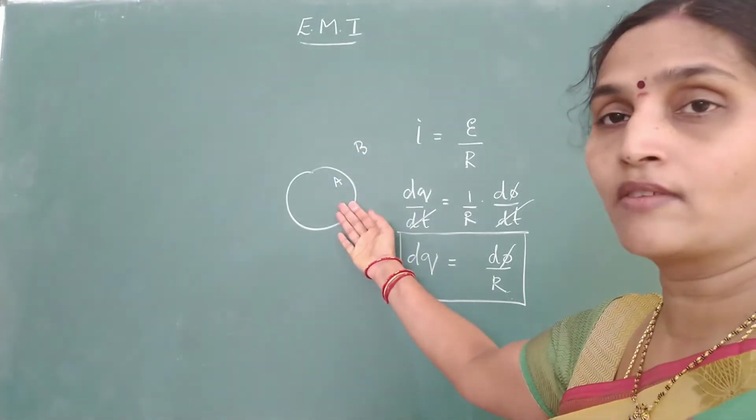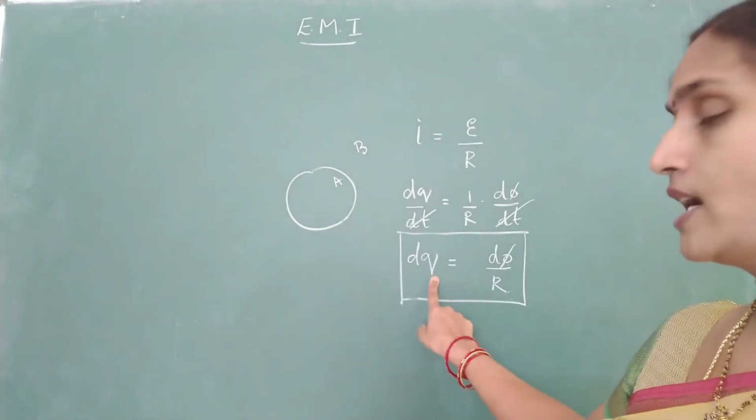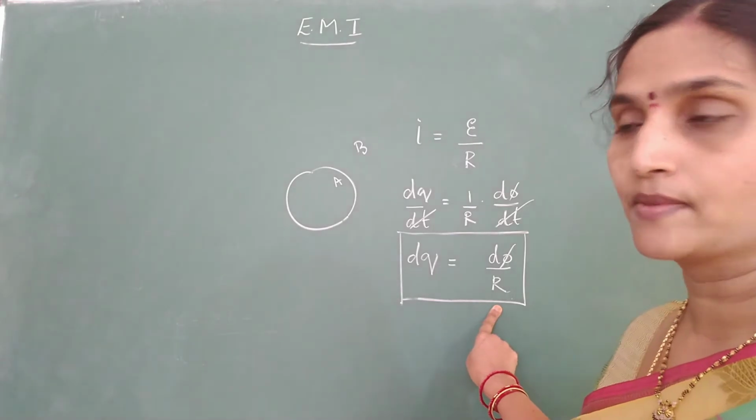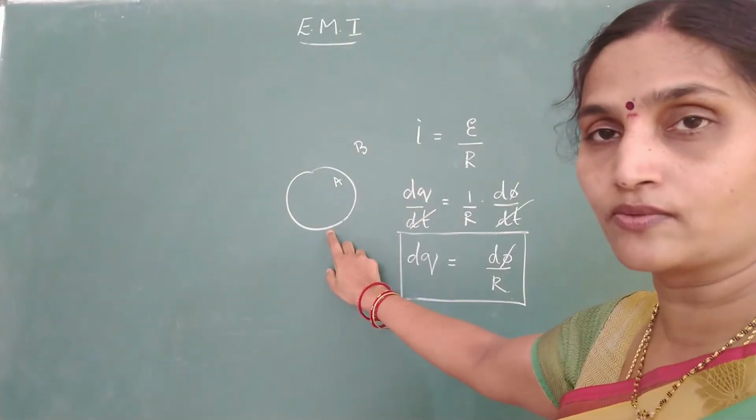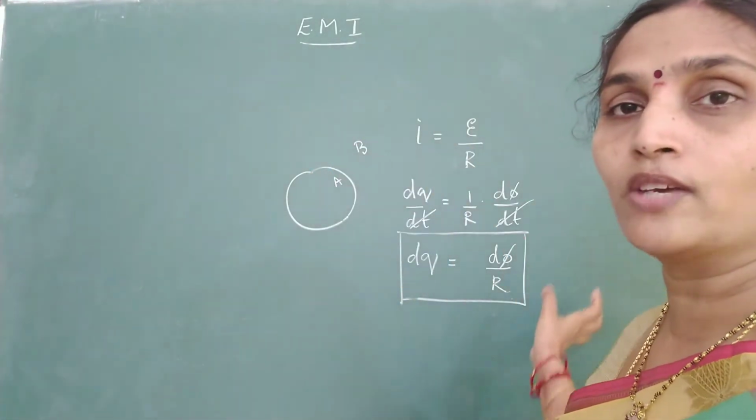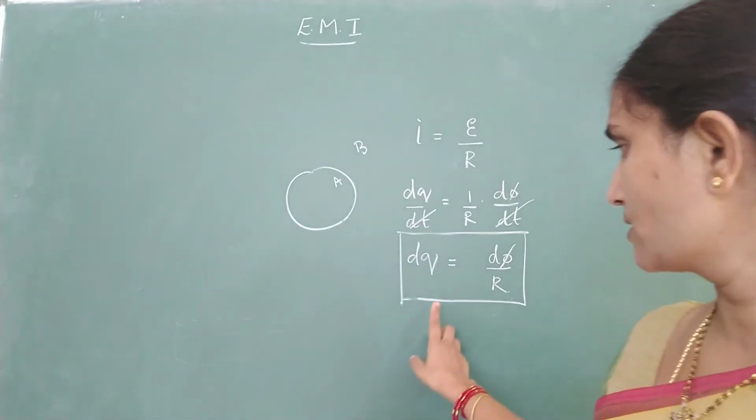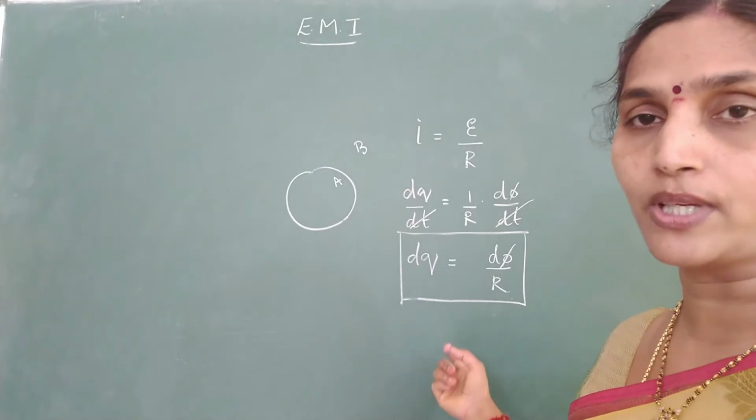That means the time interval is different. But does the charge flowing in the ring depend on the time at all? It's independent of time. Then your answer should be the same: the same charge is going to flow whether you remove it slowly from the magnetic field or quickly from the magnetic field. So this is one more point where you may get some questions.